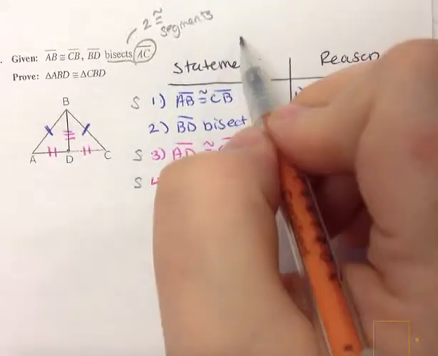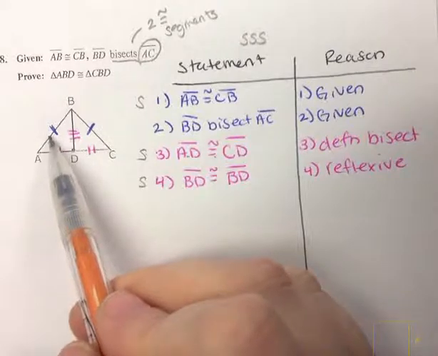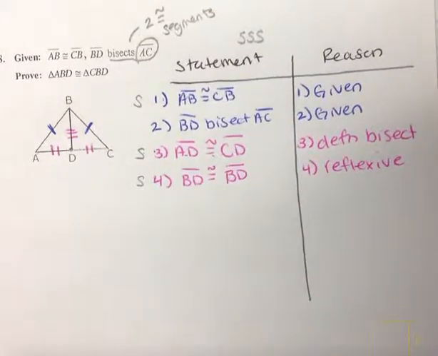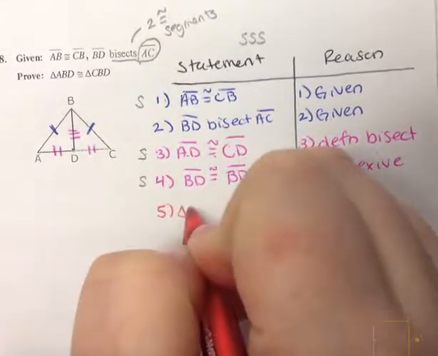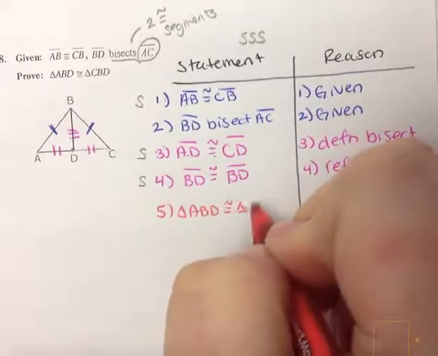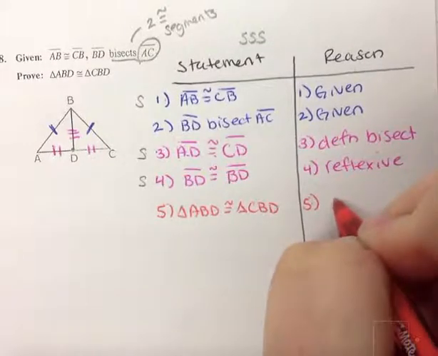SSS. That is the only thing that we could try and prove. And so we look, do we have the same amount of tick marks? We do. So these two triangles are congruent. So statement 5 is triangle ABD is congruent to triangle CBD by side, side, side.